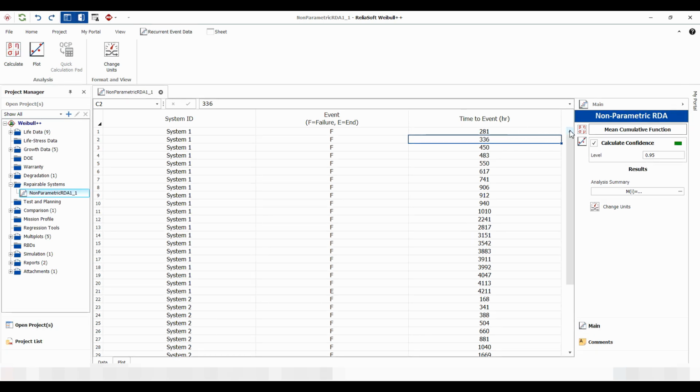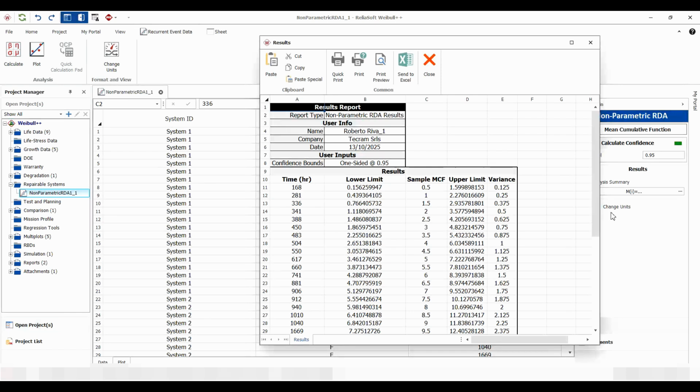We don't have any information regarding what actually failed on the system, because we are not doing a life data analysis, nor are we constructing an RBD. So it's a very synthetic type of analysis of all the failure events that occurred on our system. Once we've done that, we calculate, and we notice that because this is a non-parametric analysis, we do not have a quick calculation pad to extract numerical data. But we can extract numerical results.